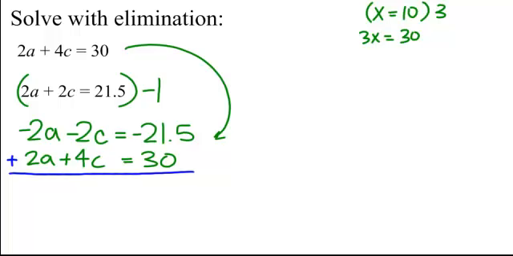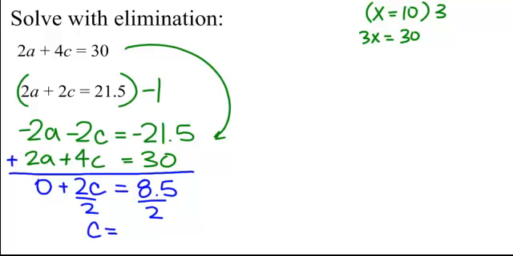now my a's cross off. So I get 0 here plus 2c equals 8.5. And then I can divide both sides by 2 and end up with c has to equal 4.25.